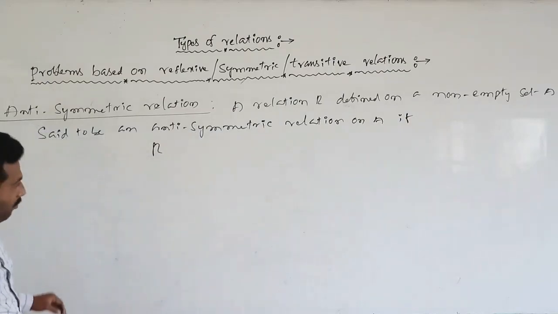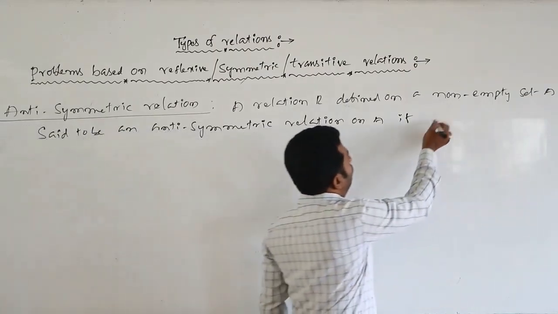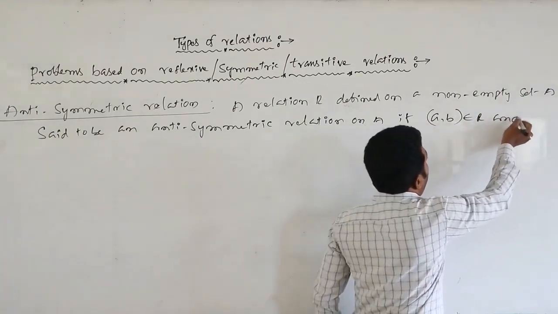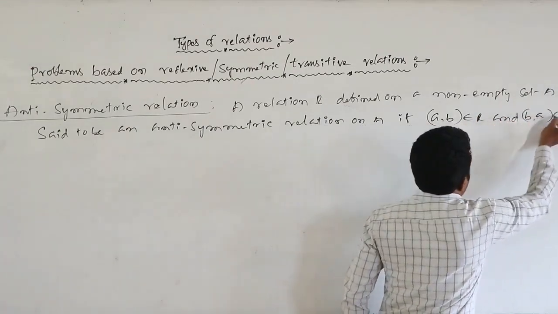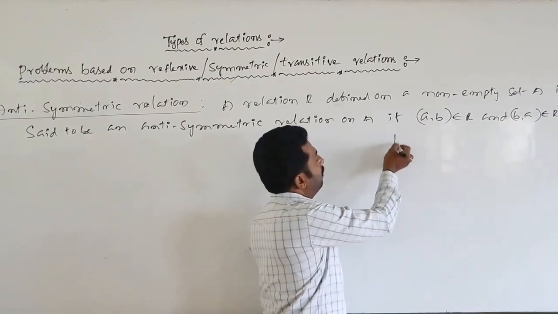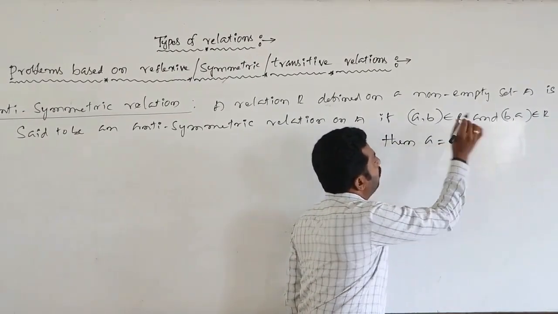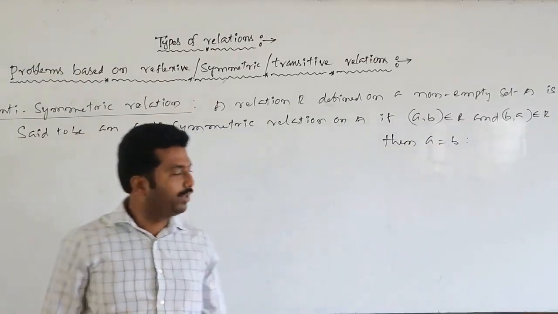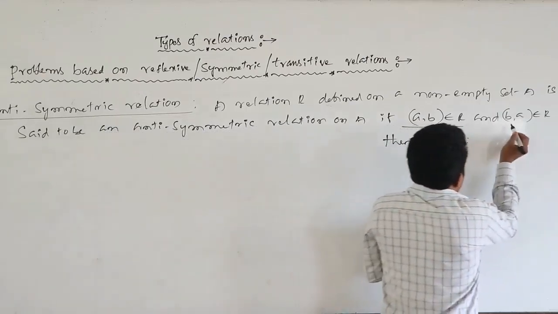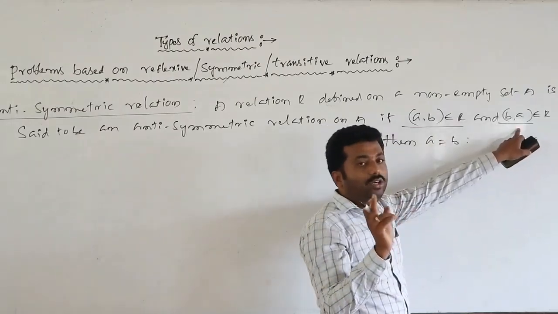If (A, B) belongs to capital R, and (B, A) also belongs to capital R, then A must be equal to B. Very clear, this is the condition you have to understand. These two ordered pairs, (A, B) and (B, A), are compulsory. This is not a transitive case also.